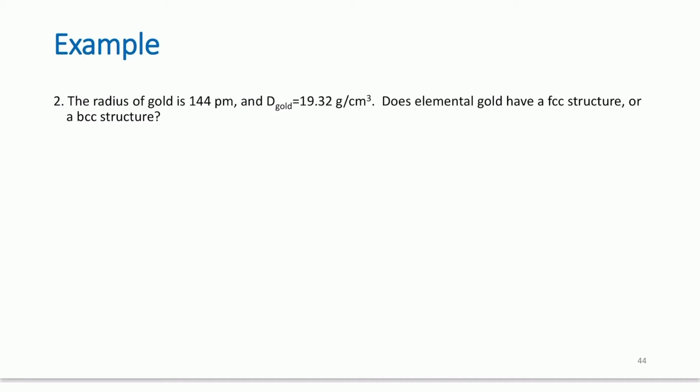First, I'm going to calculate if it's FCC, just because FCC is listed first. I don't care which one you do first. FCC, remember, we have 1/2 times 6 faces, 1/8 times 8 corners, so 4 atoms per cell.